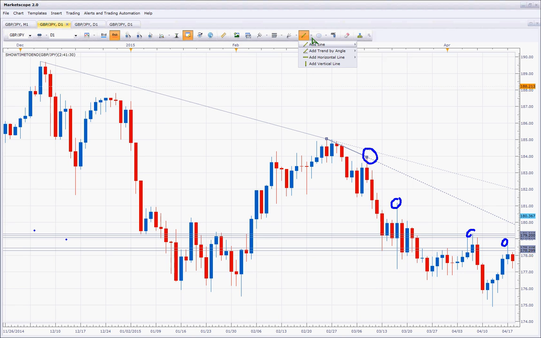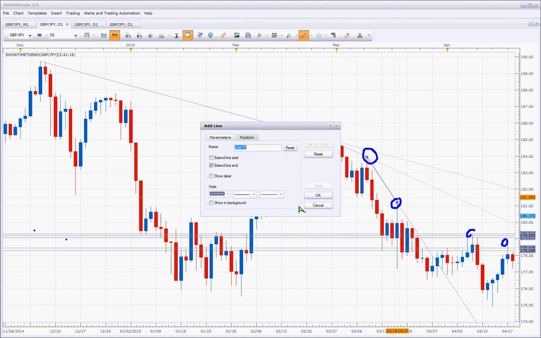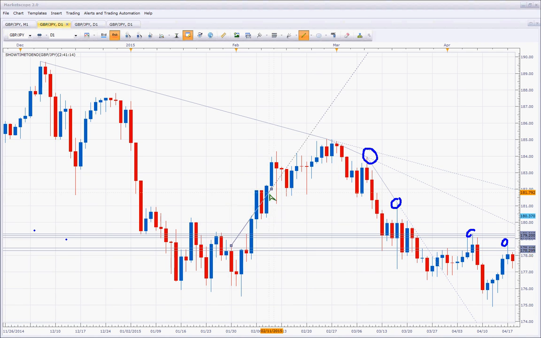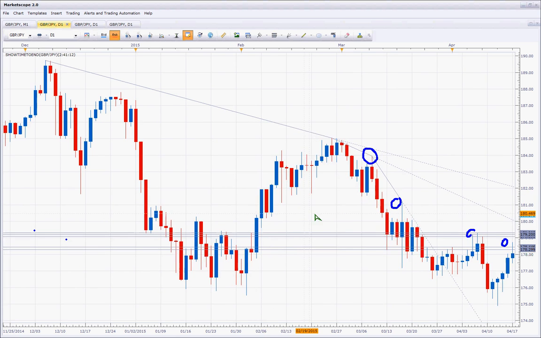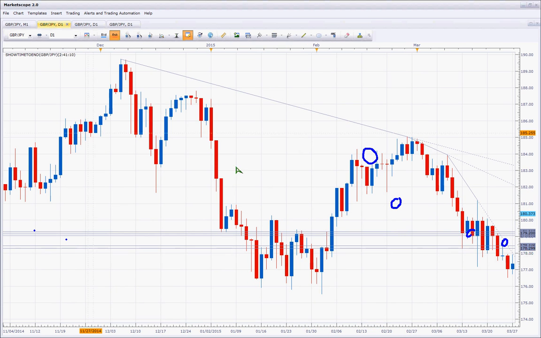And your lines that you drew are actually all correct, to be honest. That's correct. This is correct. This is correct. They are all correct at one point. This is correct at one point until price broke out and violated it.